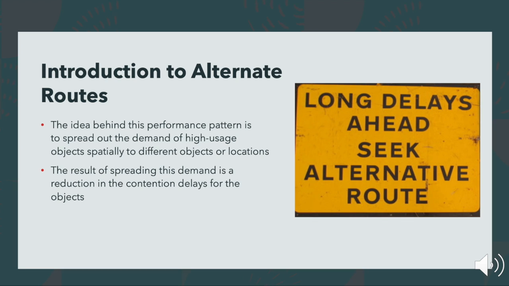An example usage for this performance pattern is with Google Maps. If the application recognizes that there is a traffic jam caused by a car accident along your route, then Google Maps will update the route using an alternative route to avoid the bottleneck from the original route.